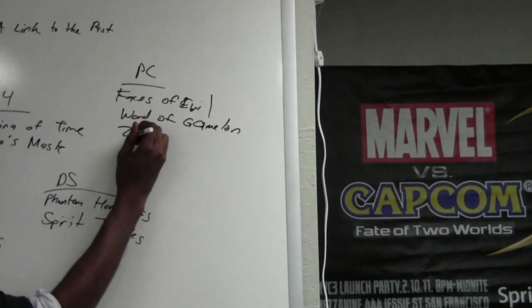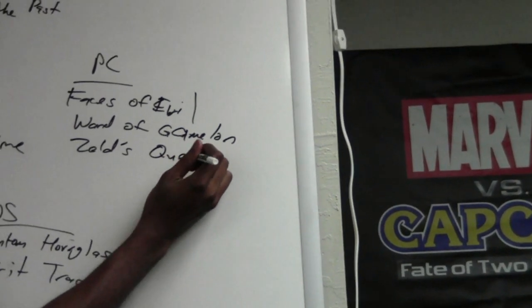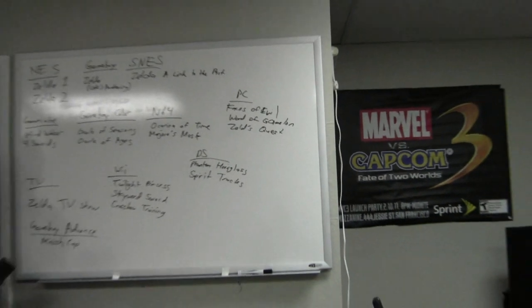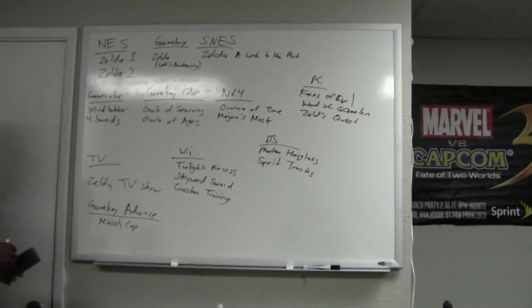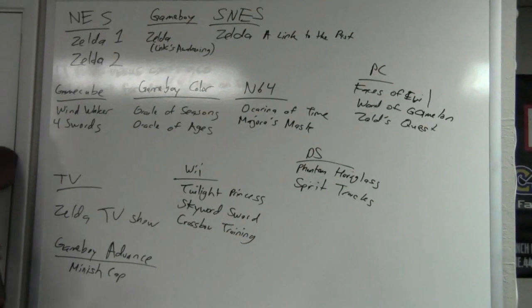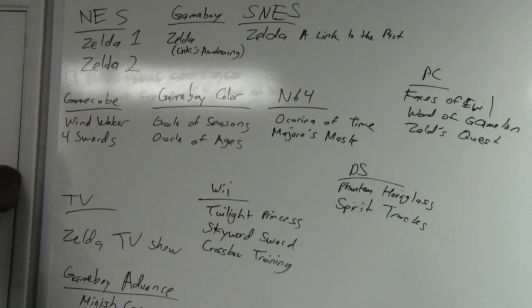Whatever. What's the one where Zelda's the main character? One of Gamelon and Zelda. It's two. Oh, two of them. Wand of Gamelon and Zelda's Adventure. I have a feeling we're still missing some, but if we forgot them, they must not be important. Well, that's Faces of Evil, where Link was the hero, and one of Gamelon.